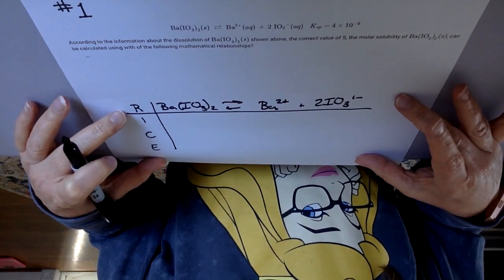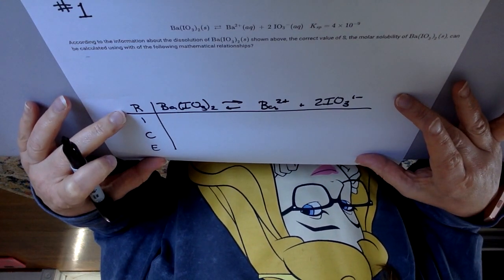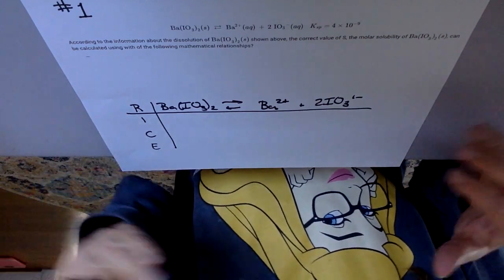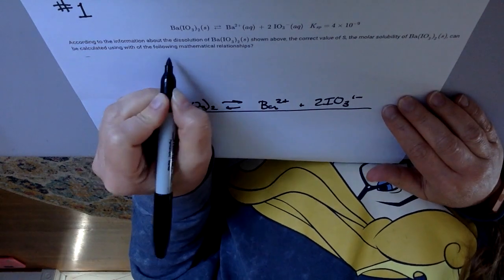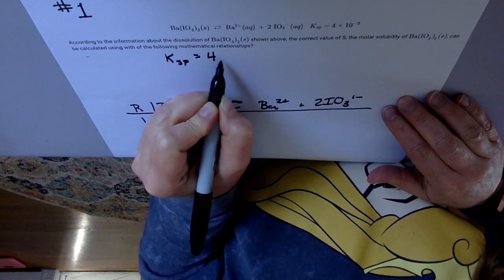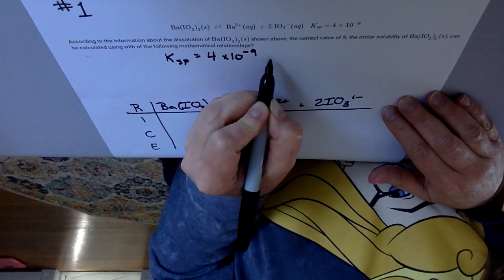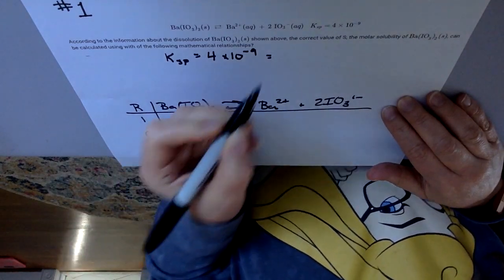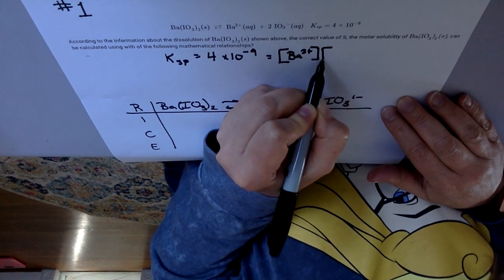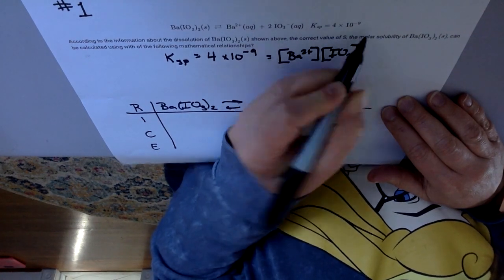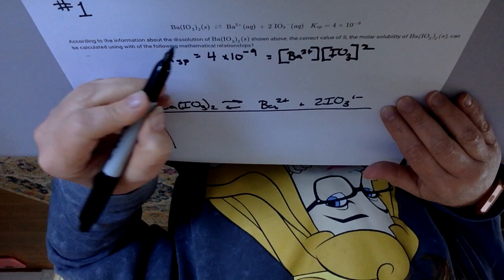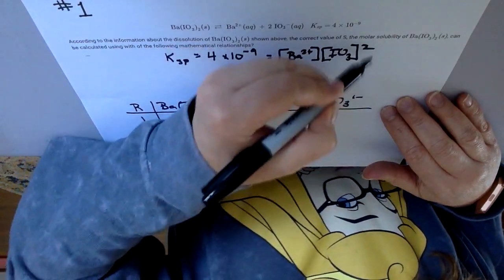You'll notice I put a RICE table down here, and I like to do that, but I'm going to do something else first. The first thing I'm going to do is figure that I have to have a Ksp, and so I'm going to write the Ksp. I know the Ksp for this particular dissolution is equal to 4 times 10 to the negative ninth. I also know, because of the law of mass action, that it's going to be equal to the barium ion concentration times the iodate concentration raised to the second power, because that's the stoichiometry. You've got the 2, and you've got to raise it to the power.